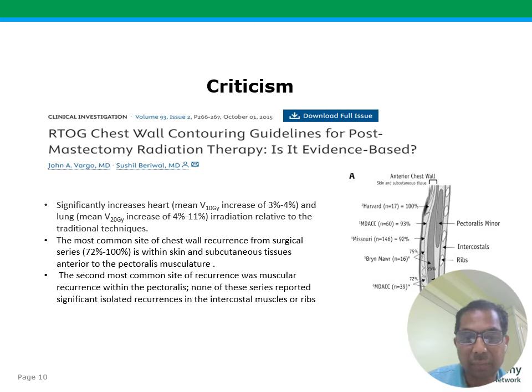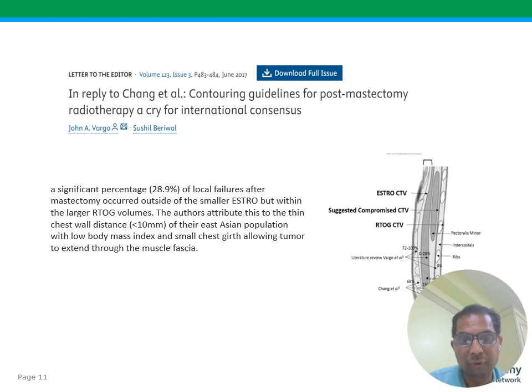And when you try to cover that big volume, you end up treating more heart and more lung, which is again not desirable because each gray to the heart matters. And when the ESTRO atlas came out, we again said that probably it is a bit too skimpy and we need to probably include pec muscle also. So there is opportunity in our own practice. We include pec muscle, pec major, pec minor, skin and subcutaneous tissue.